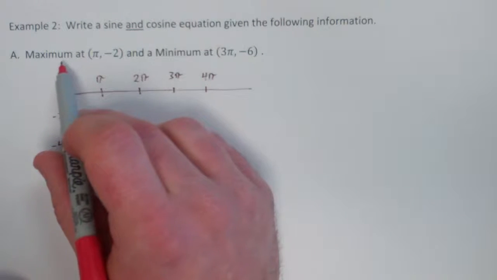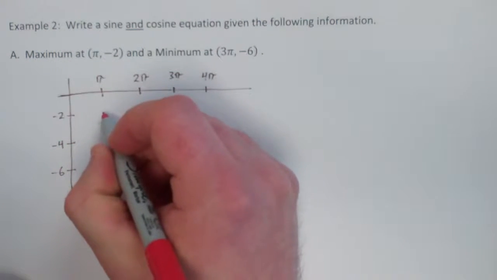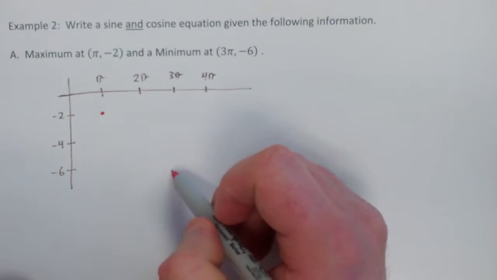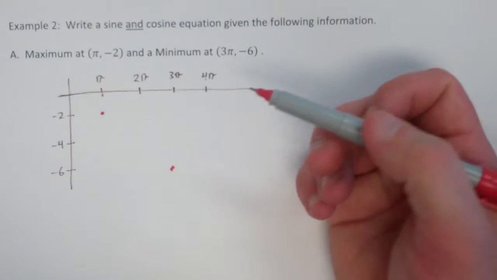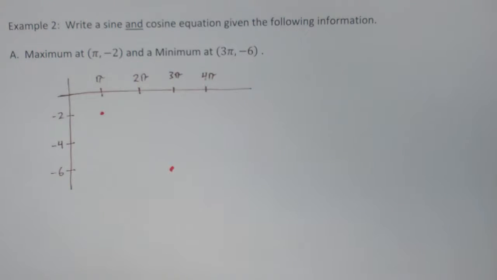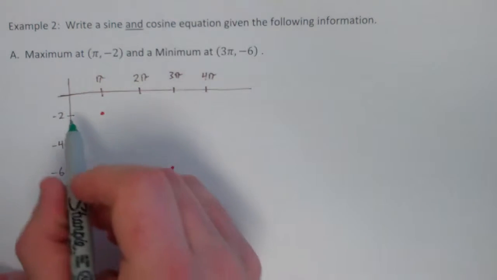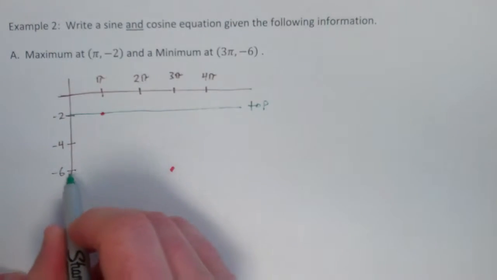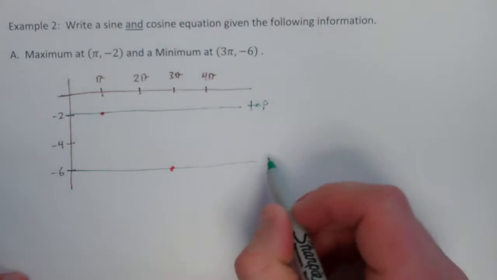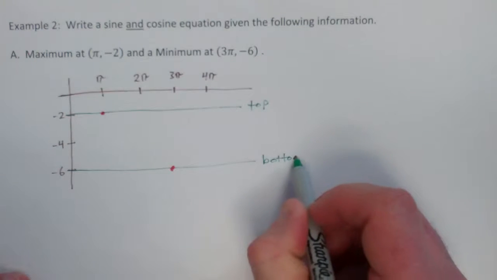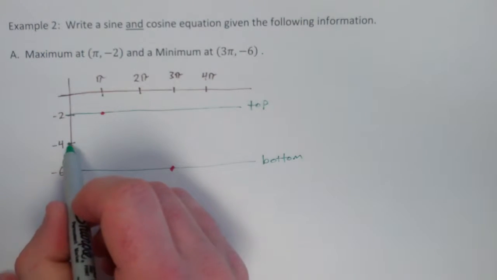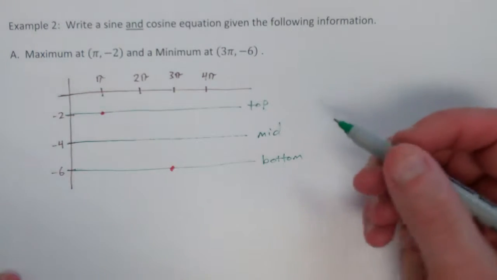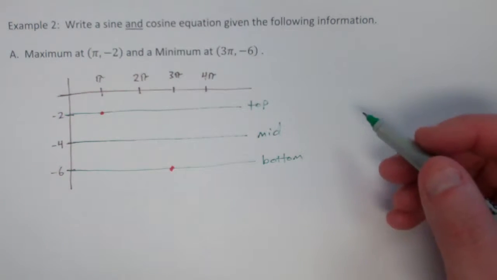Let's plot these points. The maximum at (pi, -2), and then the minimum at (3 pi, -6). We also know then that our top line is going to be at the maximum. So here's our top line, and then our bottom line will be here at the minimum. Also, the midline will be directly between the top and the bottom line.